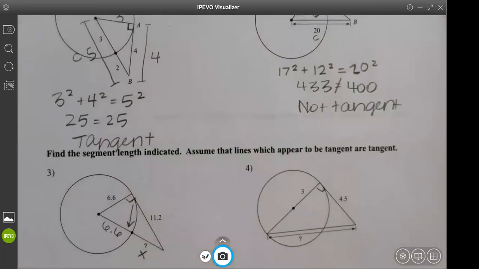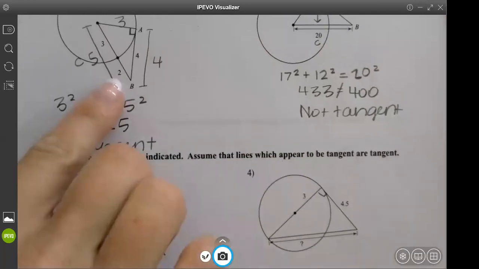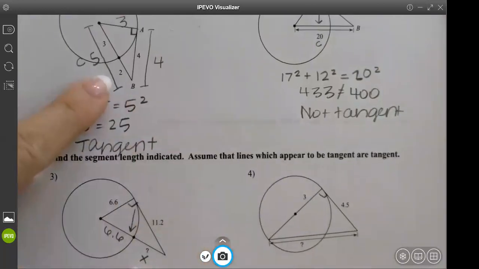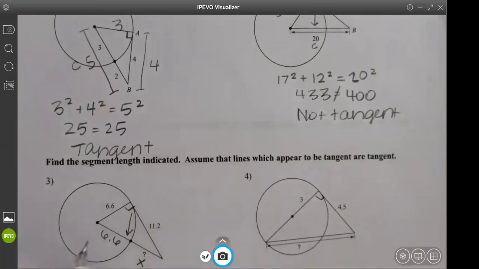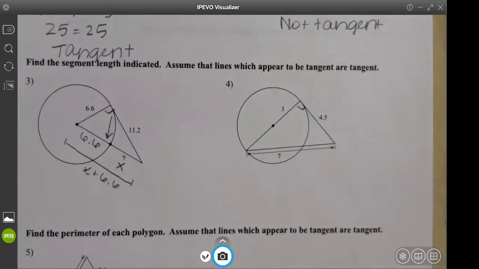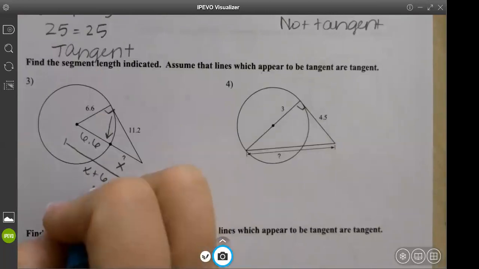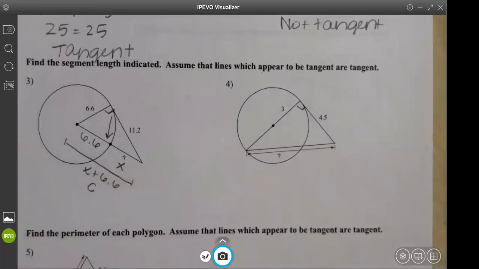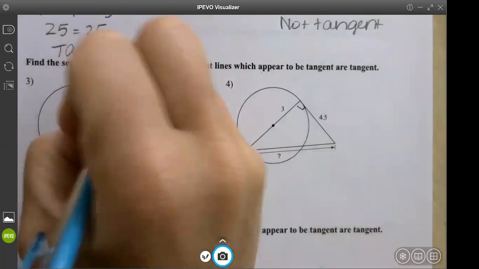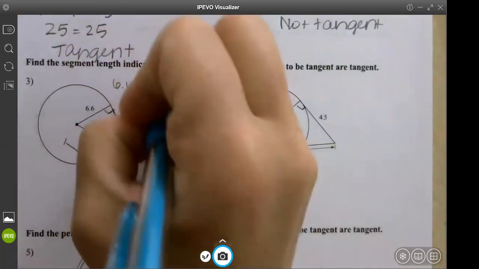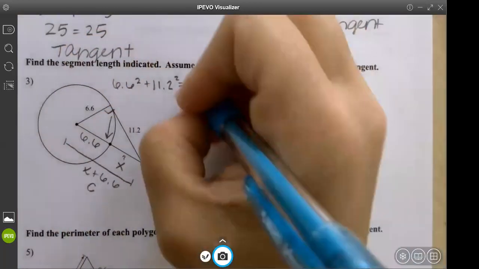So now, just to reference it, it looks like number 1. The only difference is instead of a 2, we have an X there. Everybody see that? How did we find the full length of this side? We add them up. So that's what we're going to do on this side as well. We're going to add them up. So we're going to write X plus 6.6. And again, that's our longest side, so that's going to be our C. So we're going to do A squared plus B squared equals C squared.